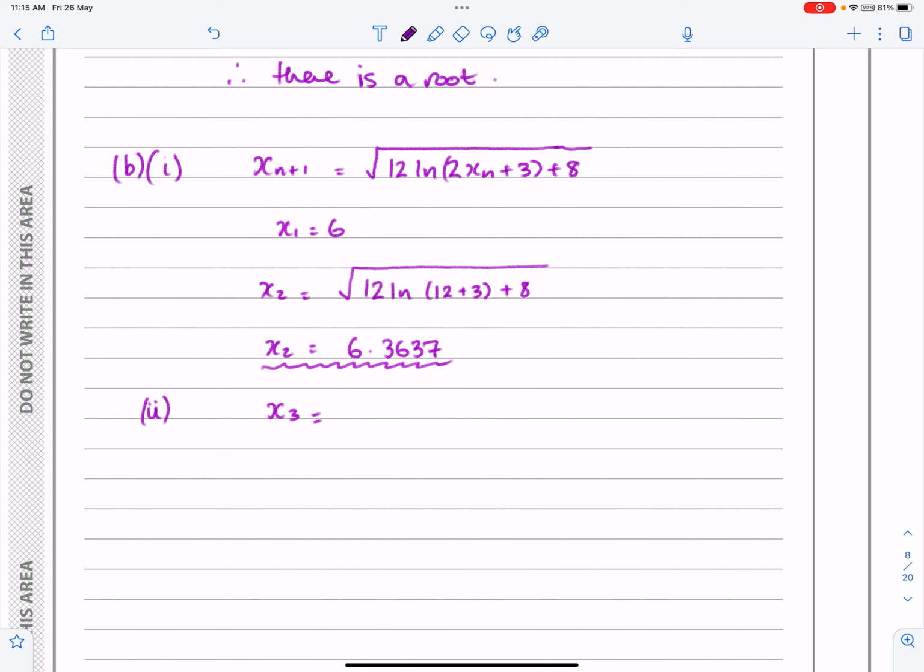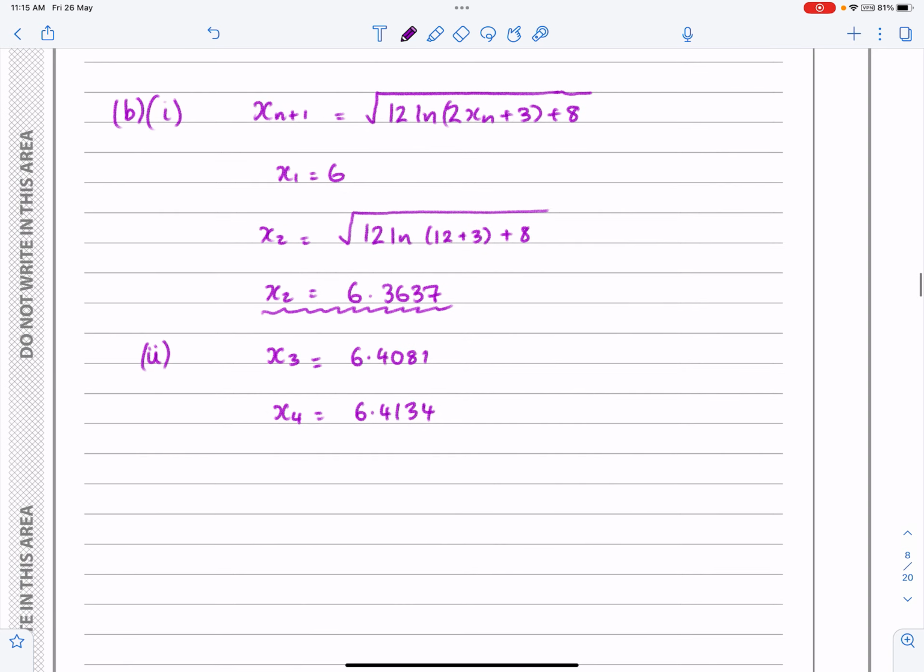So if we put 6.3637 in, we get 6.4081 out. I'm only writing to 4 decimal places, but I'm keeping obviously the number all the way through. When I put that one in, x4 works out to be 6.4134. The whole idea about iterative processes is that it should be narrowing in on a number here as long as it actually converges, which is what this one does.